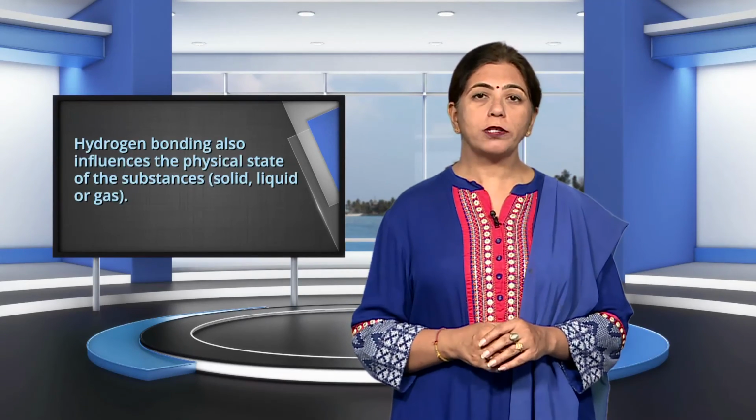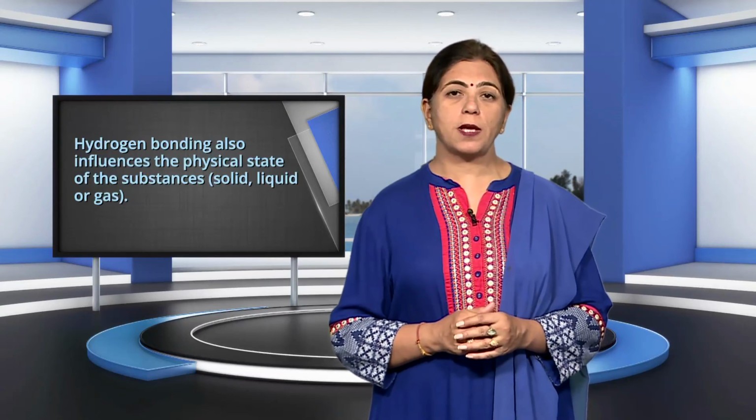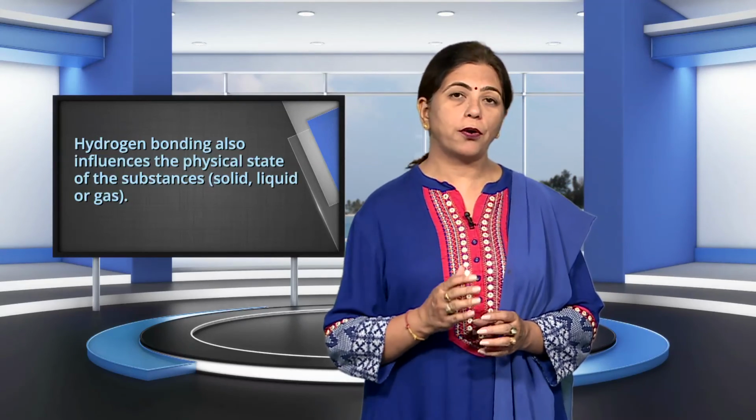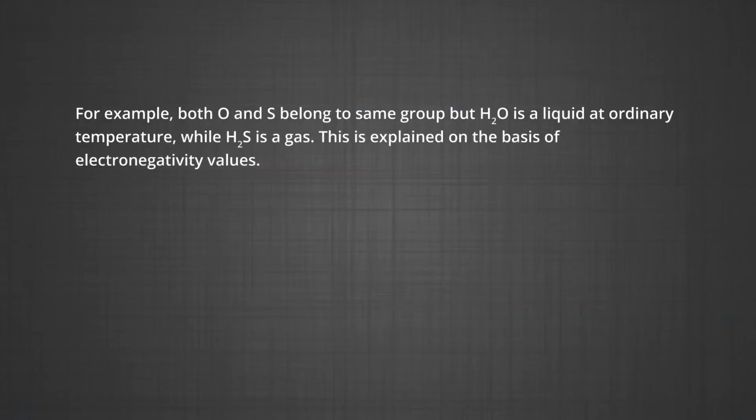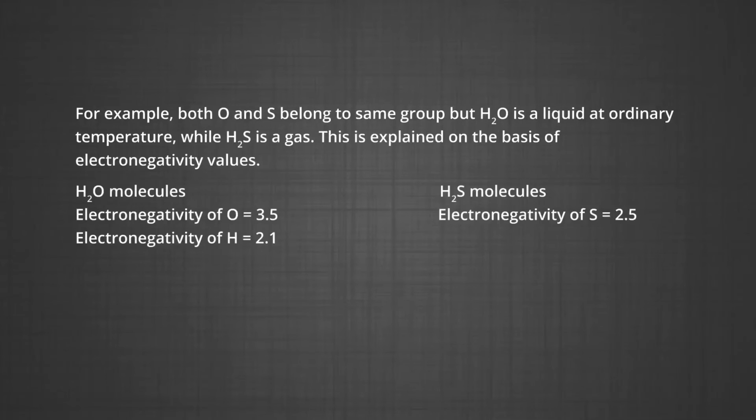Now, the influence on the physical state. Hydrogen bonding also influences the physical state of the substance, solid, liquid or gas. For example, both oxygen and sulfur are from the same group, but water is a liquid at ordinary temperature while H2S is a gas. This is explained on the basis of electronegativity values. Water molecules and H2S molecules: the electronegativity of oxygen is 3.5, whereas the electronegativity of sulfur is 2.5. The electronegativity of hydrogen is 2.1.